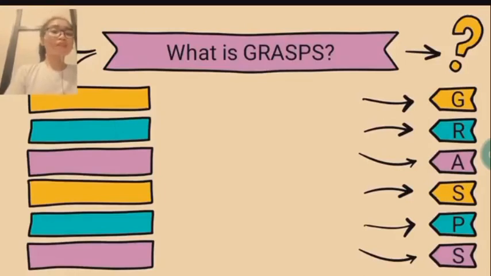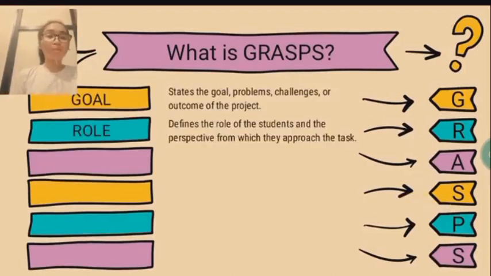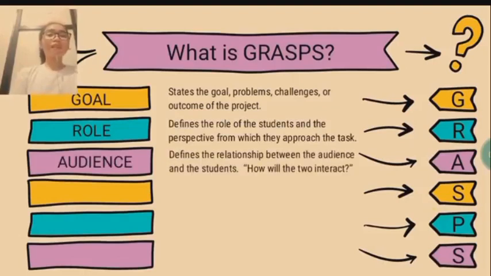So to know more about it, let us dig further into its representation. There are letters that make up the word GRASP. Letter G stands for goal. Goal states the goal, the problems, the challenges, or the outcome of the project. R represents the role, which defines the role of the students and the perspective from which they approach the task. Letter A stands for audience. It defines the relationship between the audience and the students. Usually it asks the question, how will the two interact?